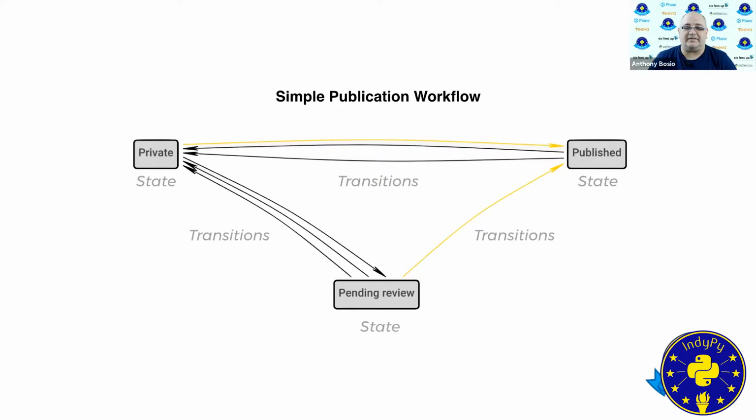So here we have the simple publication workflow. We can see that it has 3 states: private, pending review, and published.